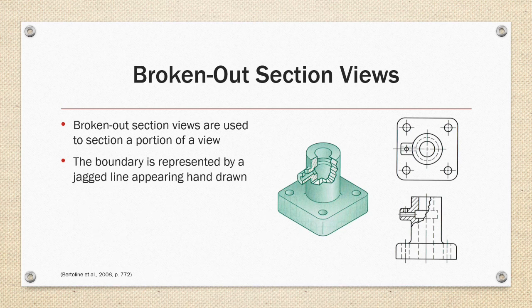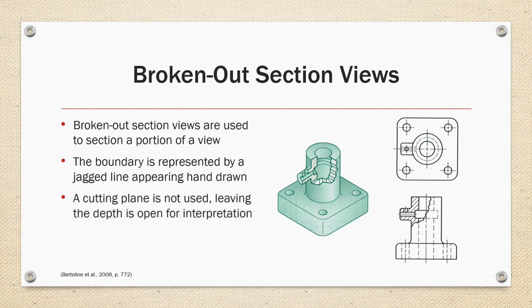Being a more free-form technique, the boundary of the broken out section is defined by a line that looks intentionally jagged or hand-drawn, so it is not interpreted as a feature. Broken out section views do not use a cutting plane, so the depth of the view is open to interpretation. Like other types of section views, hidden lines are omitted, but can be included if needed for clarity.